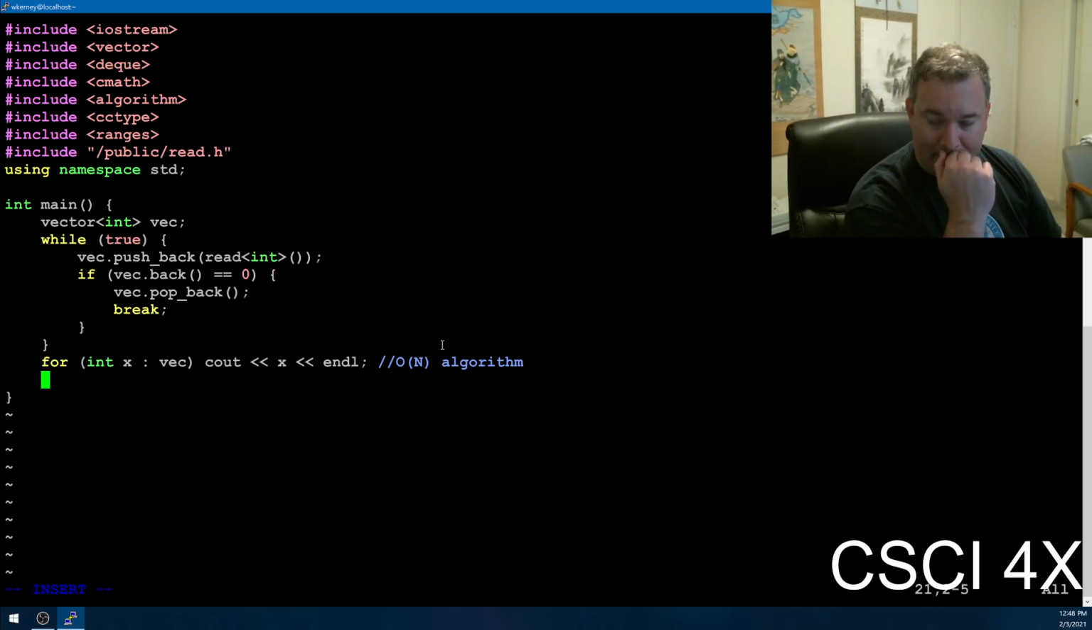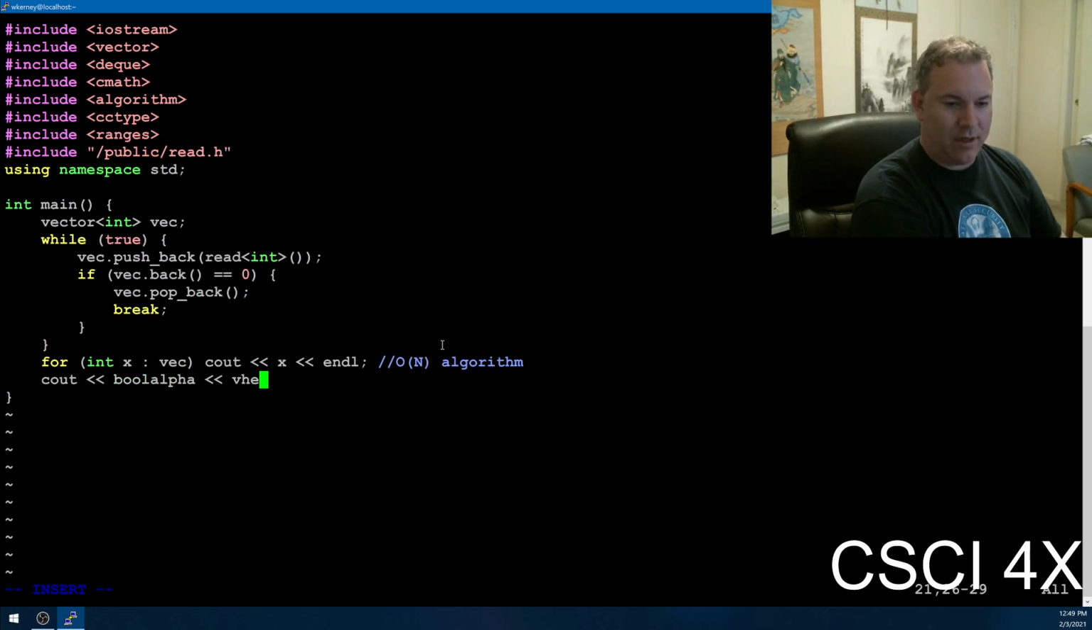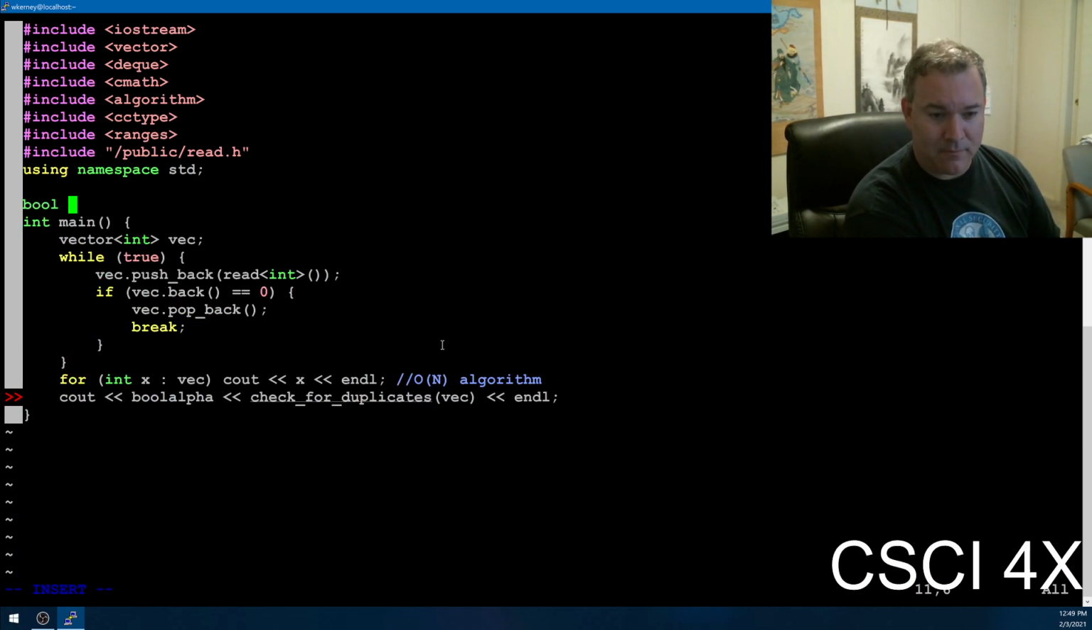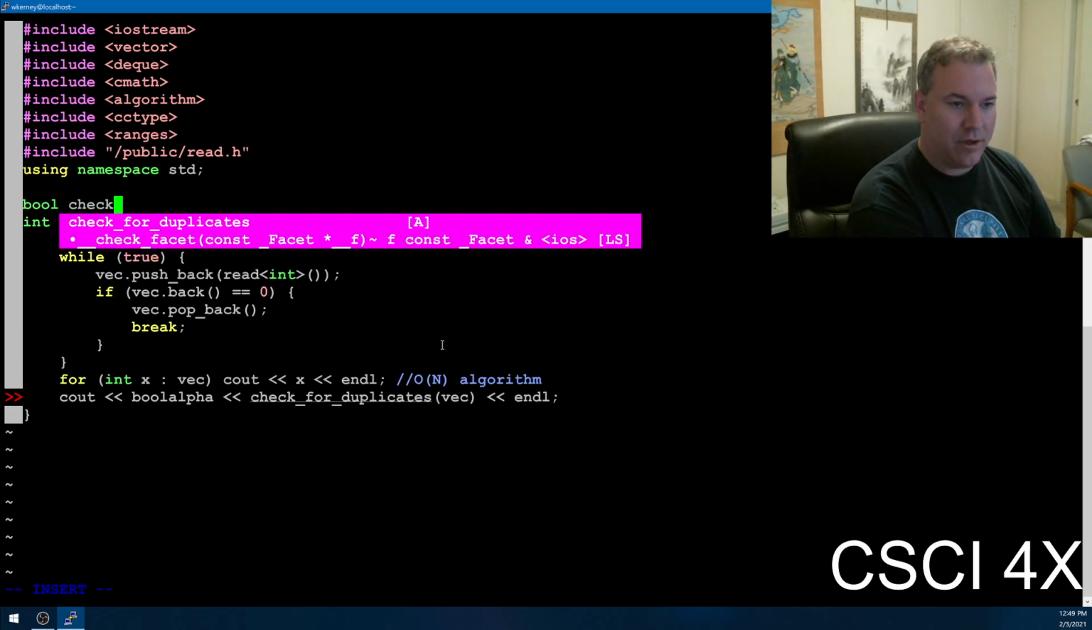Okay. What about this? Let's say I want to check for duplicates. I guess we can make a function for check for duplicates. Cout bool alpha check for duplicates, and I'll pass them back to it by an inline. It's complaining you haven't written check for duplicates yet, and that's absolutely right. So we're going to write a function that returns a Boolean and is named check for duplicates.